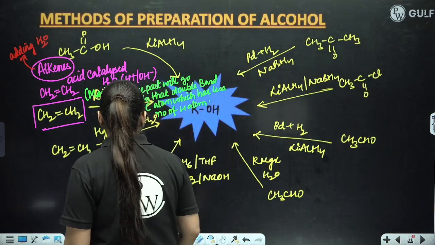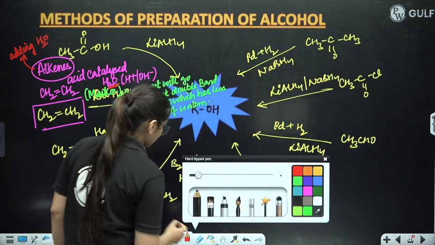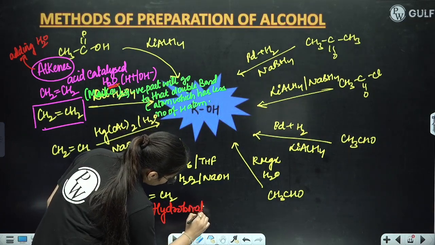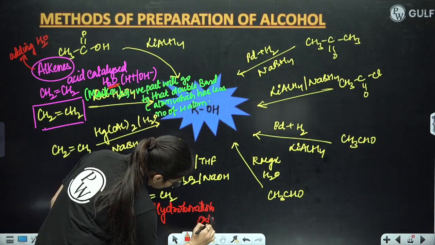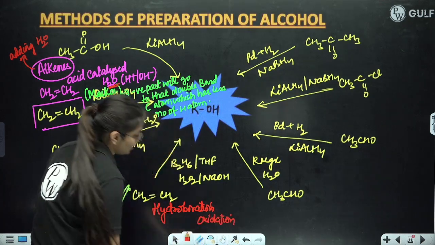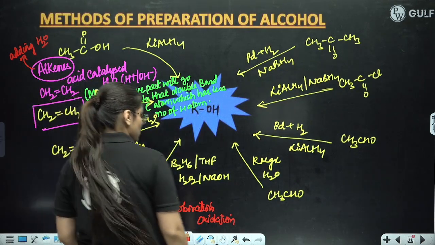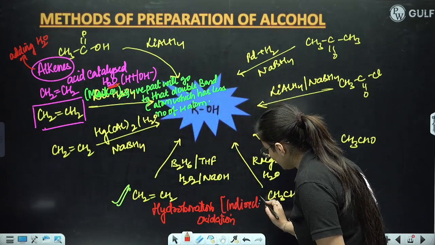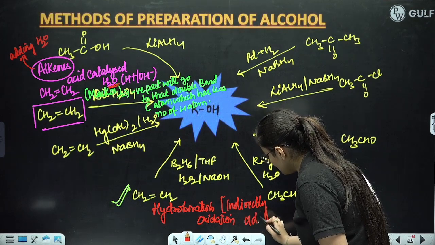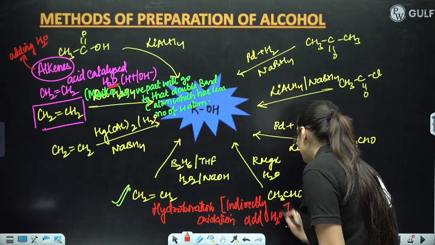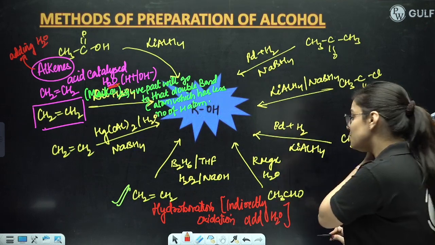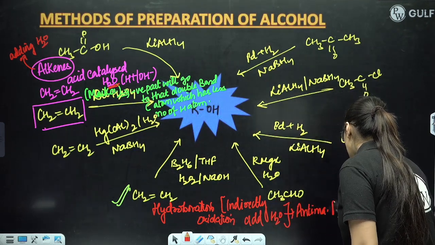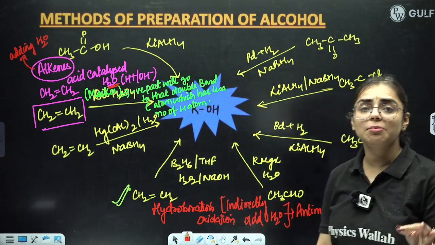This is an example of hydroboration oxidation. This is basically which one? This is basically hydroboration oxidation. And in hydroboration oxidation, what you have to do, you have to indirectly add water. With the help of which rule? You have to follow the anti-Markovnikov rule. What is the anti-Markovnikov rule?